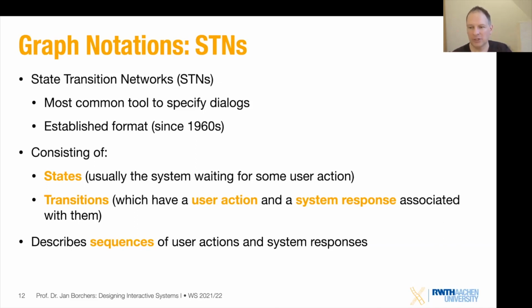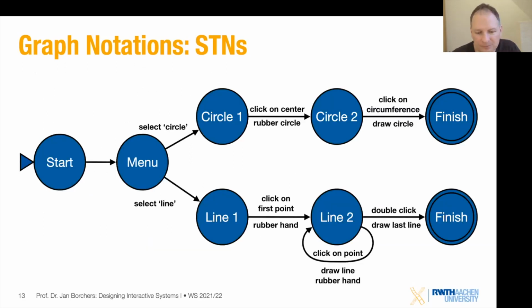Let me show you an example, and we're going to stick with the example of a graphics tool, right? Like Illustrator or Photoshop. So here's a very simple state transition network that models a few things. What it models is a simple graphics program that has two commands. One is drawing a line or a polyline, I should say, and the other is drawing circles. So your program starts in the start state. In this case, this is marked by the triangle. We often use another notation for that. It just depends on what you agree on in your project.